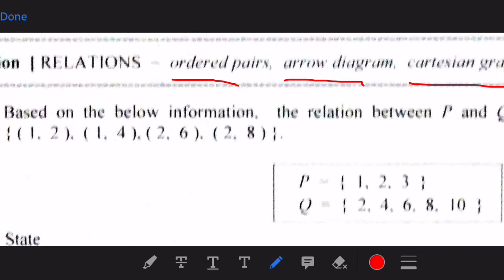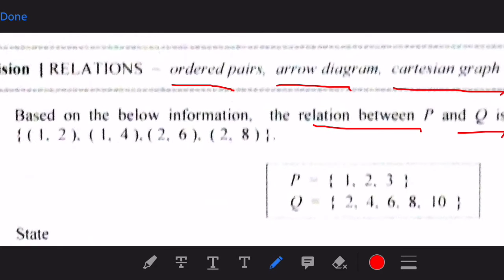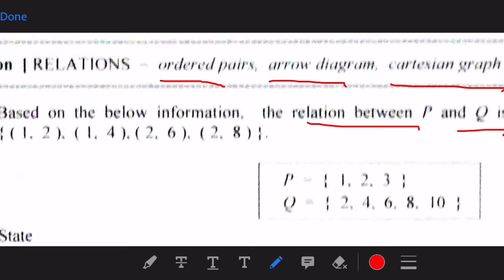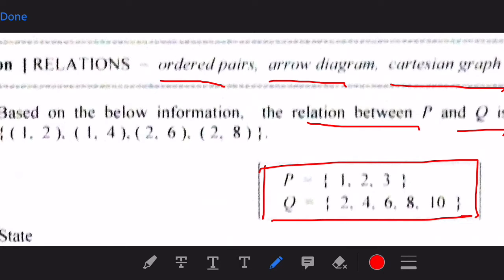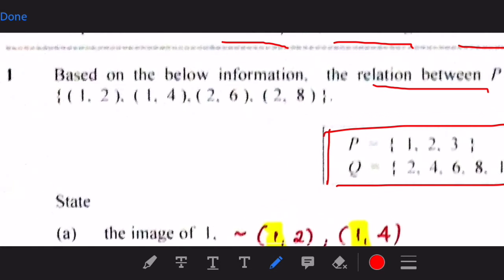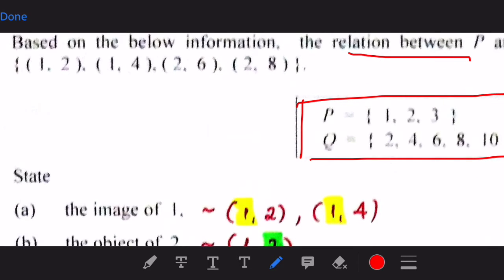8, right? So this is actually a relation between set P and set Q. So meaning that set P has the object 1, right? And then set Q has the images 2, 4, 6, 8, and 10. So these are the sets given, set P and set Q. For set P, you have 1, 2, 3. And for set Q, you have 2, 4, 6, 8, and 10.